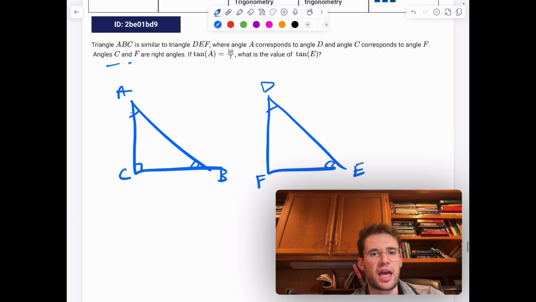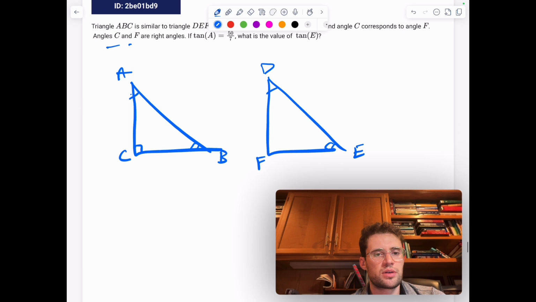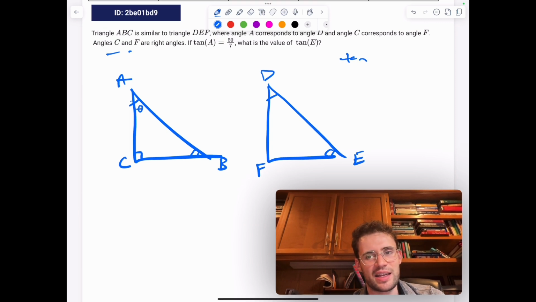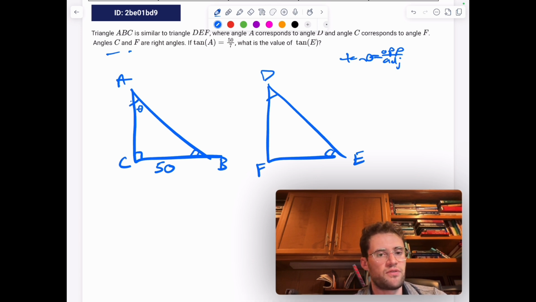If tangent of A equals 50 over 7, so I'm going to write it as tangent is opposite over adjacent. I'm going to just write these numbers on here. Again, they're just ratios of the sides, so the sides don't have to be this, but it seems like most of these questions don't have to deal with the side lengths or the areas. So 50 to 7, right? That's the ratio of the sides, which also means the ratio of these sides would be 50 to 7, right? Because they're similar, so the ratios of the sides are the same. I should probably write 50x, 7x, and I could write like 50y, 7y over here. It doesn't really matter though.